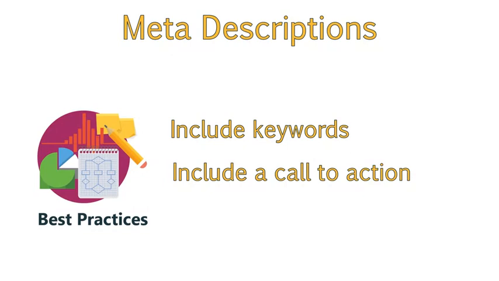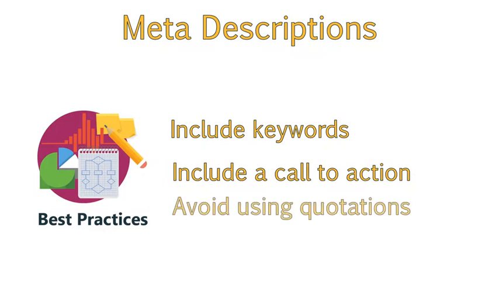For example, a good call to action for the winemaking course might be click here to learn the art of making wine, or enroll in our online winemaking certification course. Avoid using quotations or special characters whenever possible. Quotations specifically will cause your meta description to be cut off.